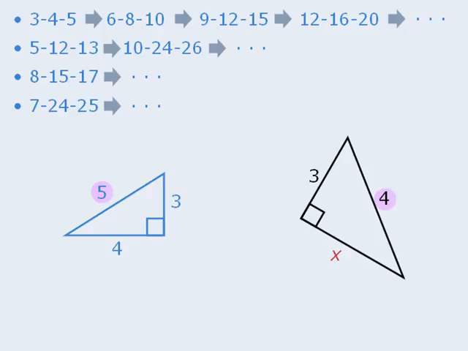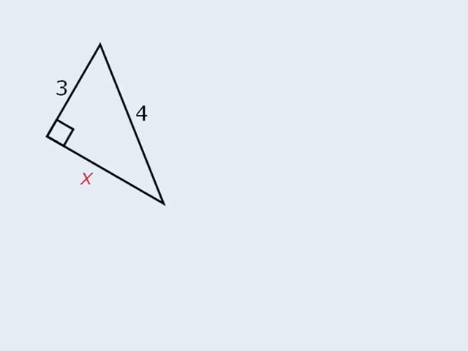So to use the Pythagorean triple 3, 4, 5 in this example, the corresponding sides must match up. Since the lengths of the hypotenuses do not match up, we cannot use this triple. So how do we find the missing side then? Well, we still have a right triangle, so we can apply the Pythagorean theorem.